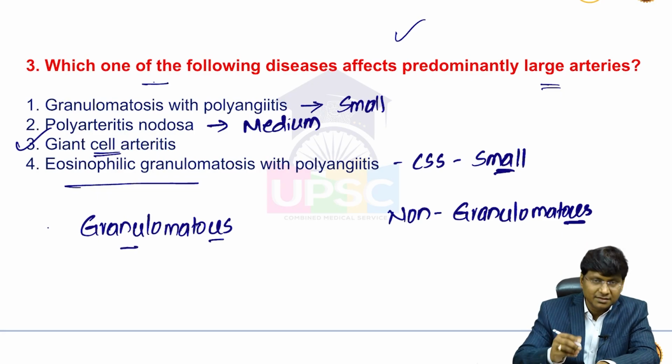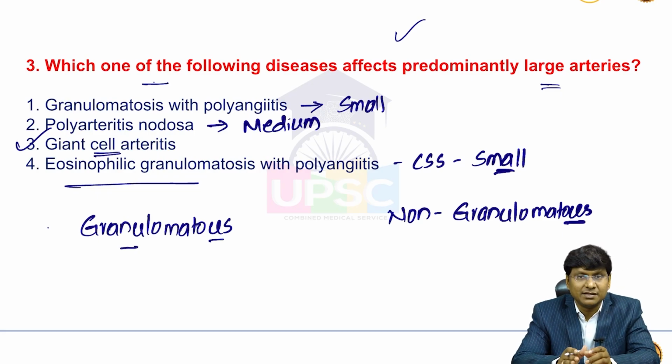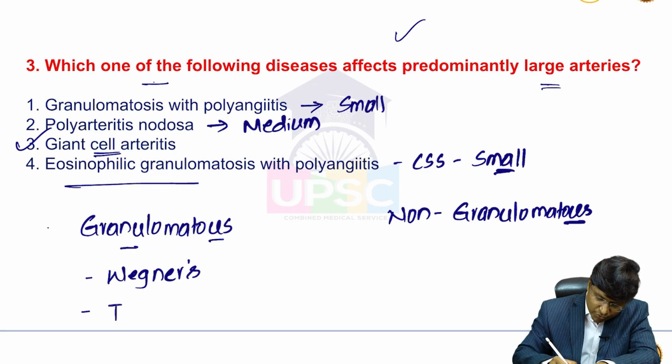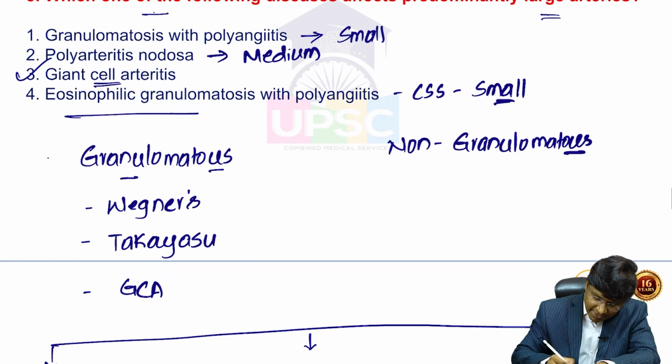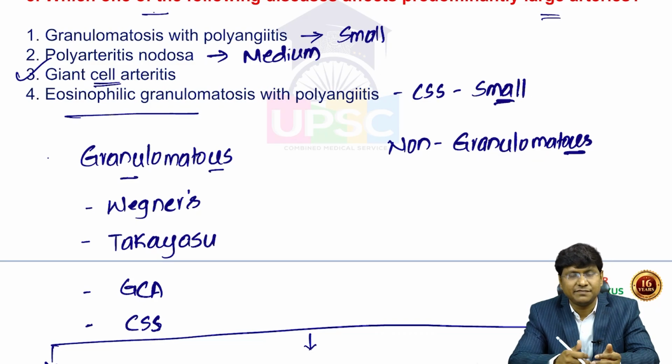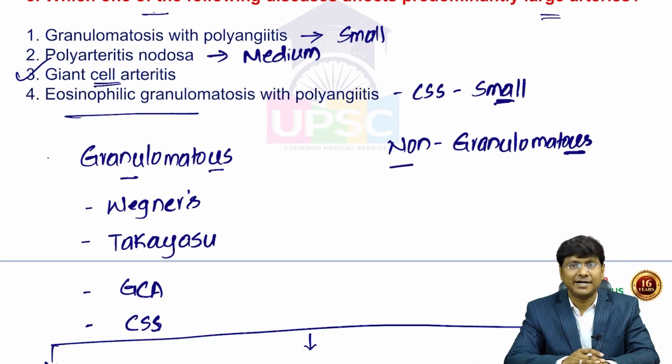So if you take the vasculitis with the granulomatous inflammation, that includes Wegener's, that includes Takayasu arteritis, that includes the giant cell arteritis, and then the Churg-Strauss syndrome. So Churg-Strauss syndrome, it has both. There can be granulomatous inflammation and as well as non-granulomatous inflammation.